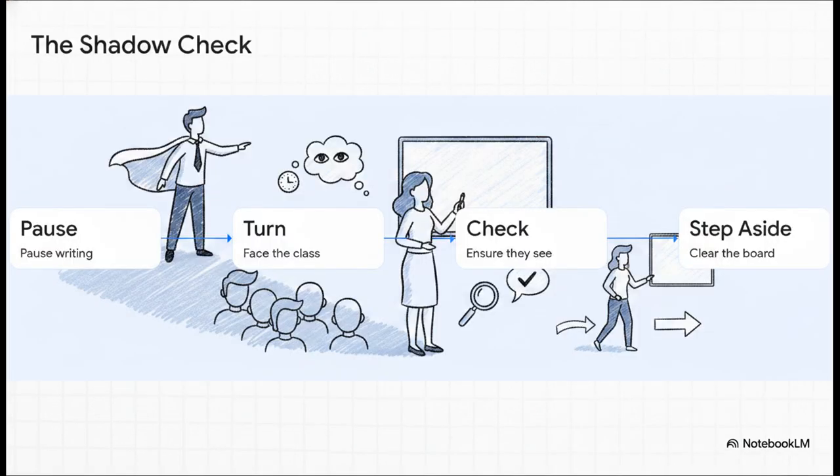Now, this next routine is an absolute game changer. It's called the shadow check. You write, you pause, turn to face the class, check that they can actually see what you wrote, and then immediately step aside. Don't be that teacher talking to the whiteboard in the dead zone. Try a side saddle stance. That way, you're maintaining eye contact while still managing the board.